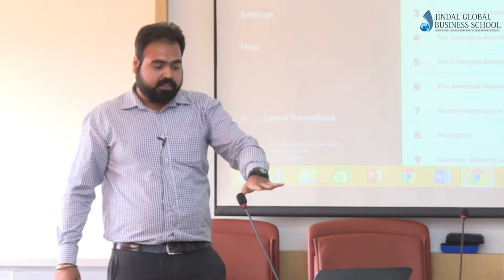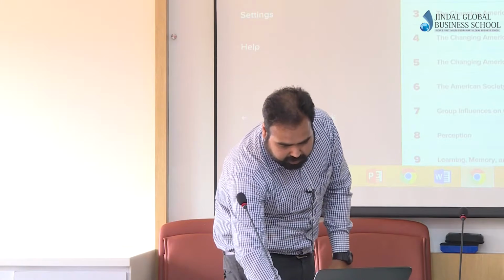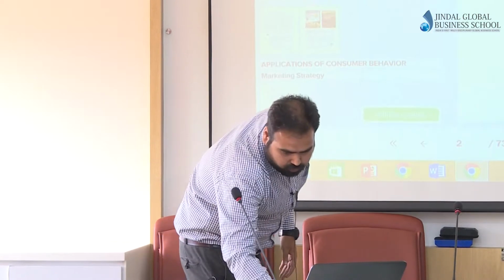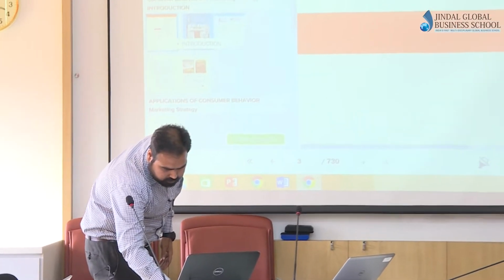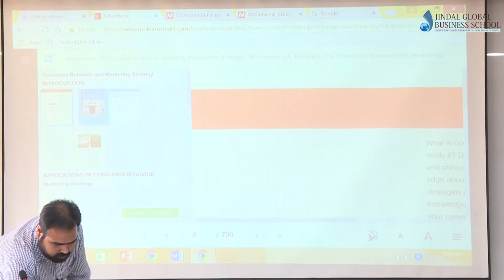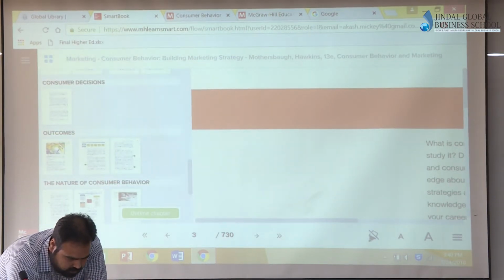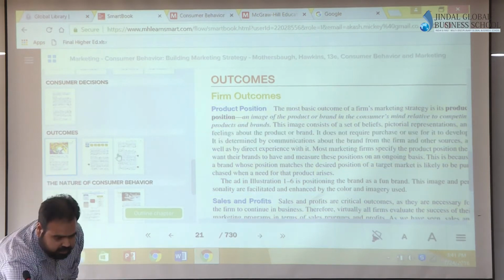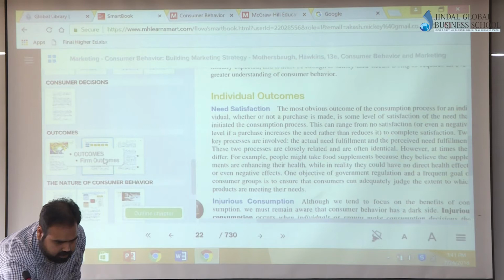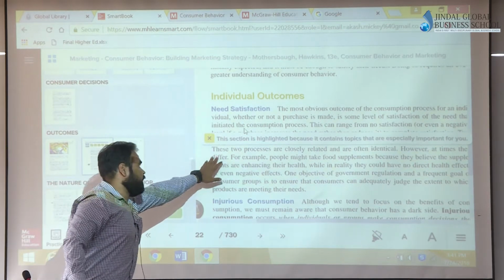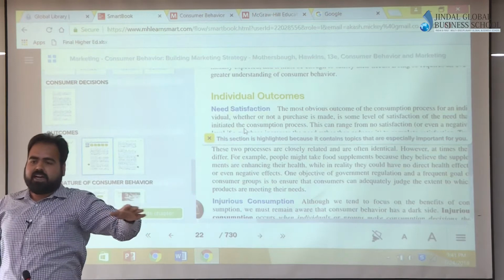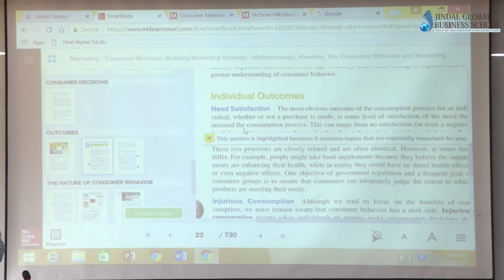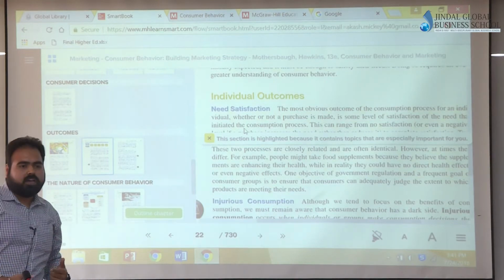Now this is the interface of Smartbook. You can see the table of content. In case you want to open any particular chapter, click on this, and the chapter would open. Now if you see, there are certain portions which are highlighted in yellow. In every chapter there would be certain portions highlighted in yellow, which means that these are important areas and every student has to go through this to clear all the basic concepts.